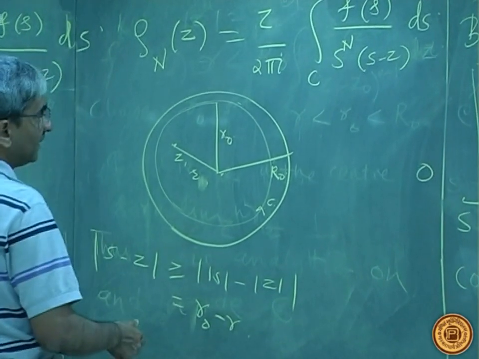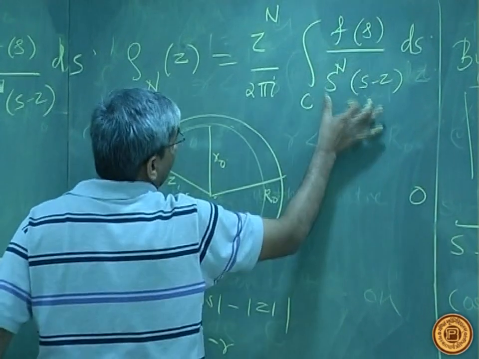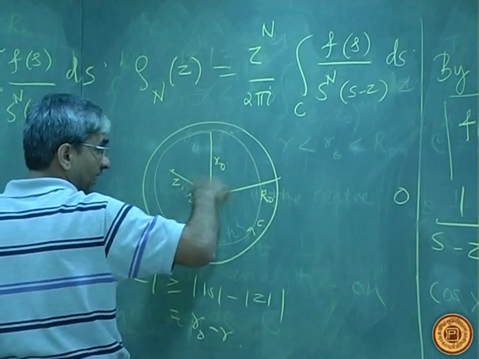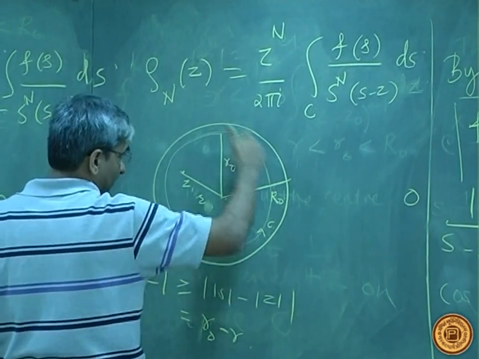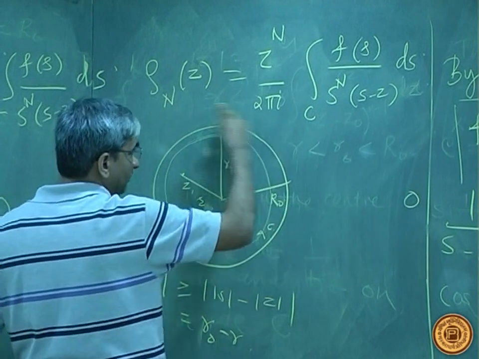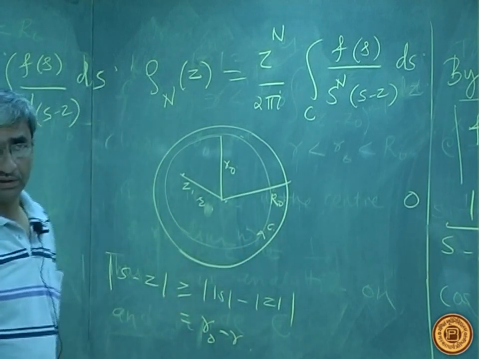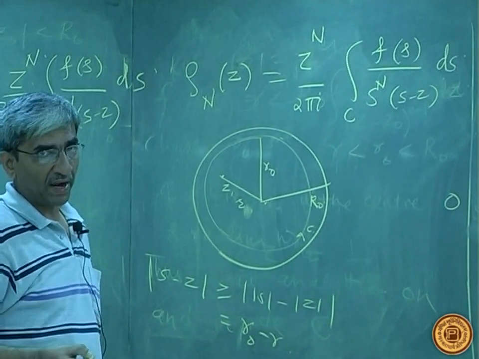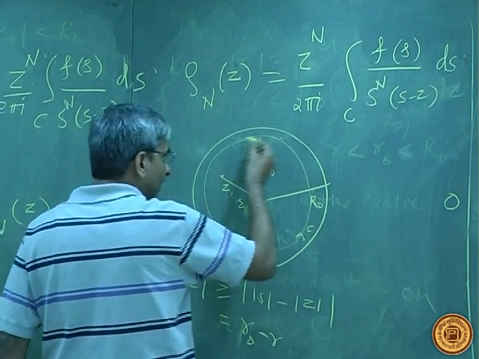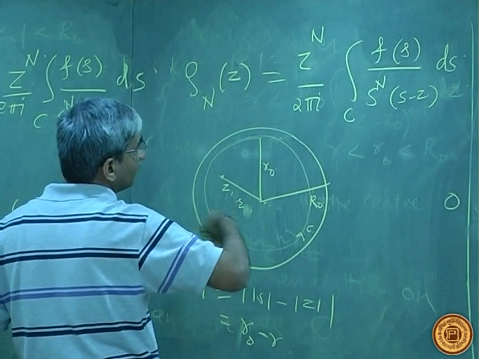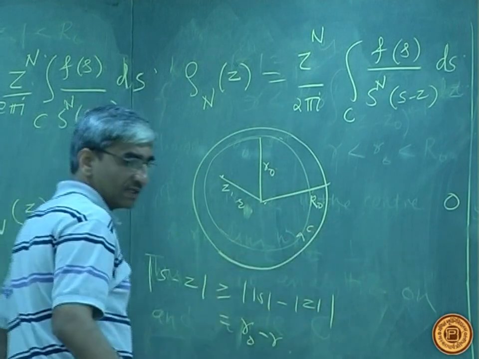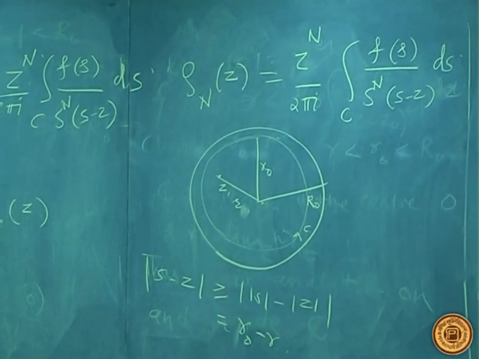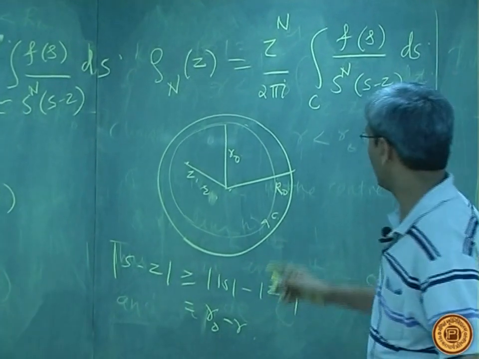So 1 over mod s minus z, so now I am trying to estimate this integrand. So mod f(s) will be less than or equal to some constant, because on this C, f is analytic, so in particular it is continuous on the closed and bounded set, so it will have an upper bound. That theorem also we saw, if you remember, by uttering the word compact, but then you can forget this, a curve is a closed and bounded set. So on that, a continuous function has an upper bound. So there is some constant M anyways, such that mod f(s) is less than or equal to M for all s on this C.